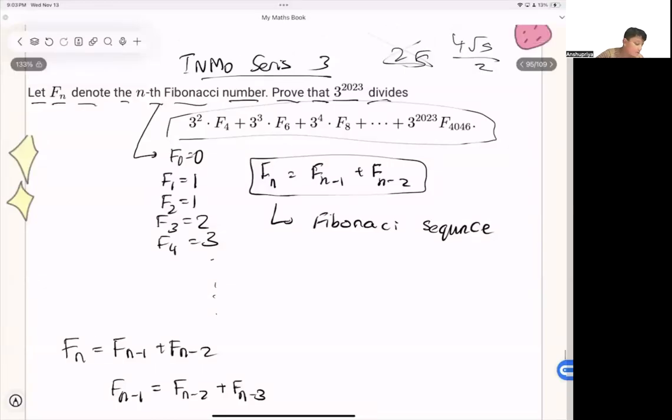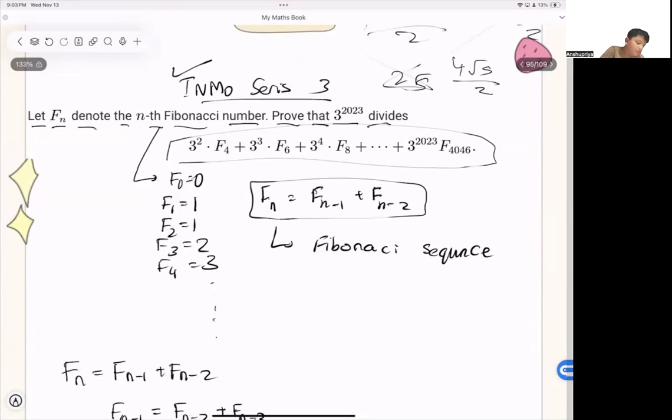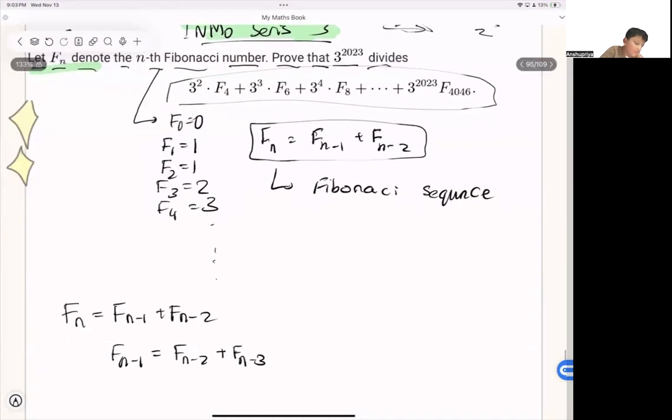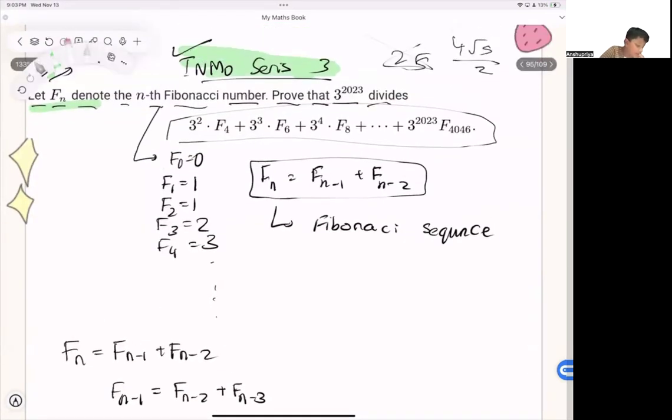Hello guys, today we are going to be doing InMo series 3. This is an InMo question. It is a very nice question. Please pause it and solve this question first and then I will tell you the solution. Okay, I will continue with the solution now.